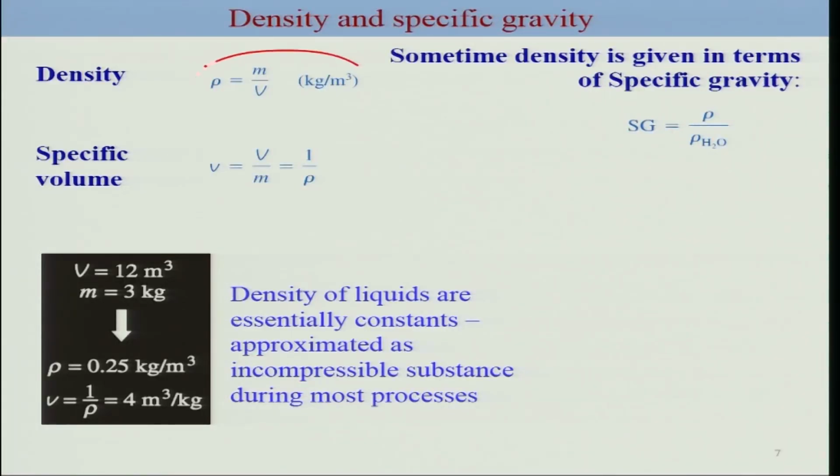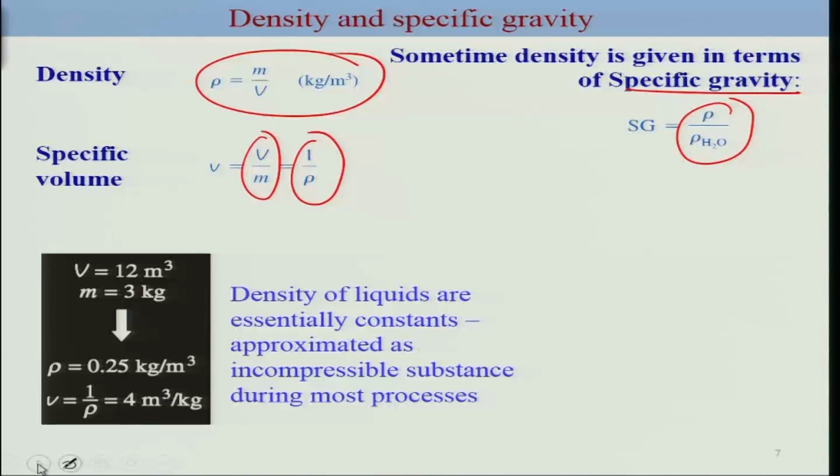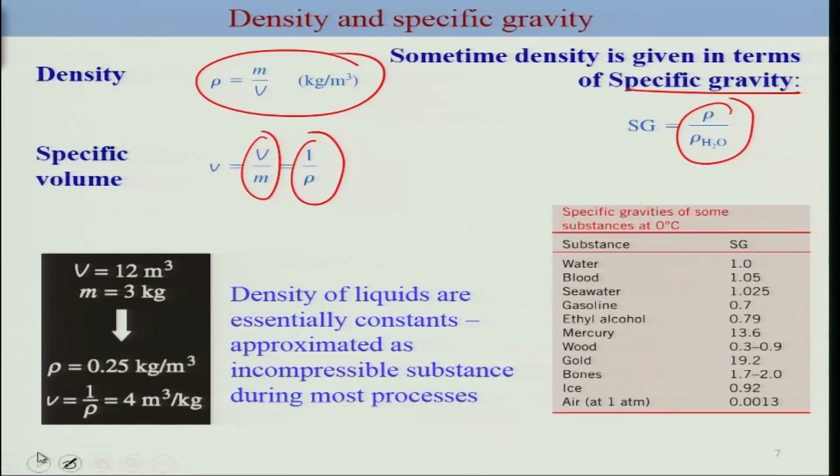The definition of density is very well known: mass by volume. Specific volume is volume by mass, or the inverse of density. Then you have the specific gravity, which is the ratio of the density of the substance to the density of water. This density of water is considered at 4 degrees Celsius, where the density of water is maximum. You can look at the specific gravity for various substances. Some are greater than 1, some are less than 1. Those having specific gravity less than 1 will float on top of the water layer.